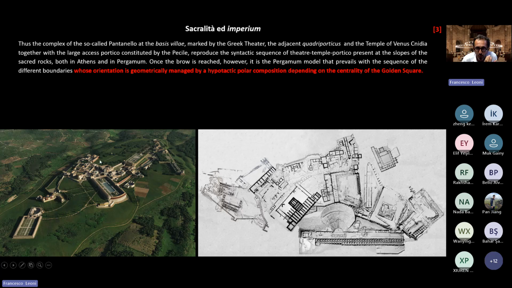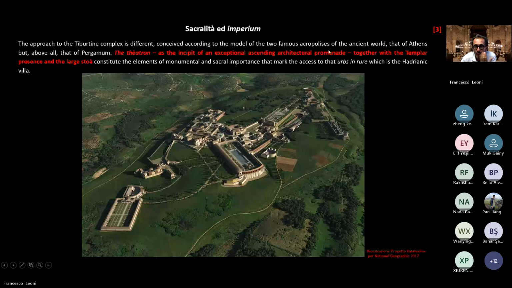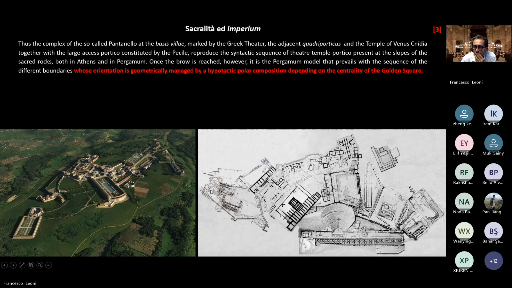So as I told you before, as I read before, a theater, some temple elements, and a large stoa. Those elements reproduce the syntactic sequence of the theater, temple, portico present at the slope of the sacred rock, both in Athens and in Pergamon.